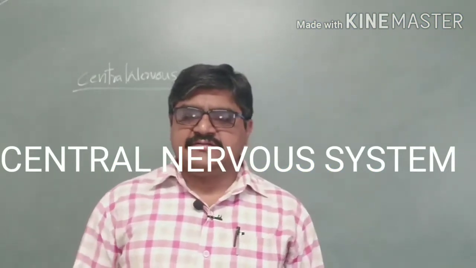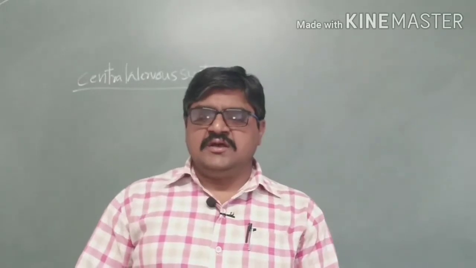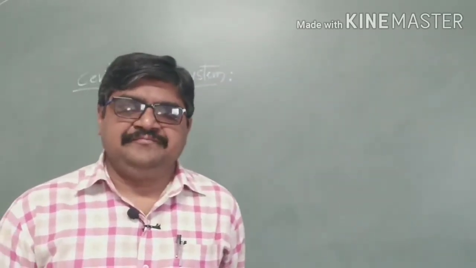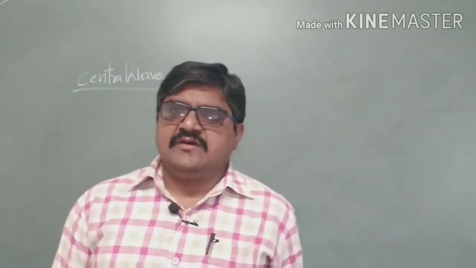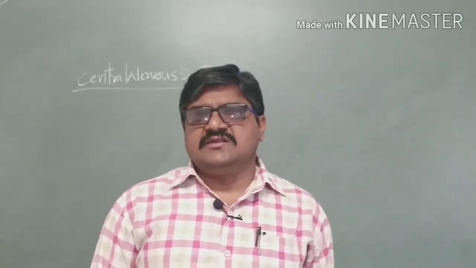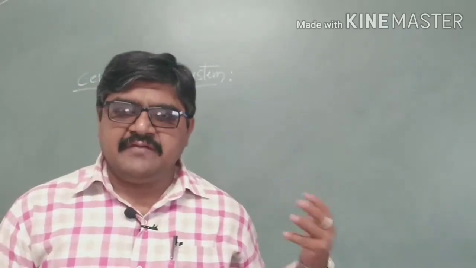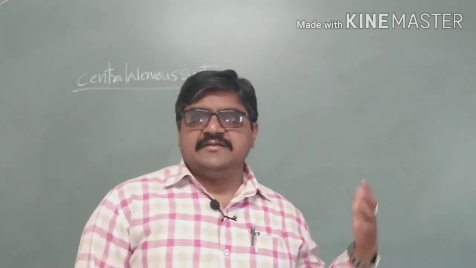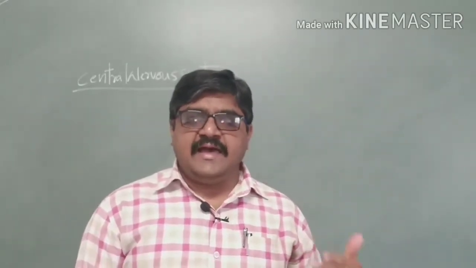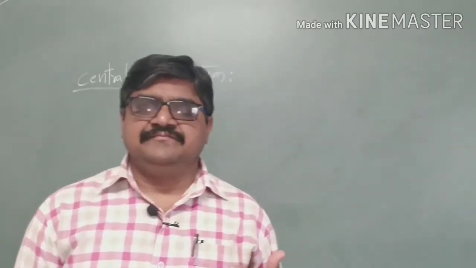Good morning, students. In the last class, we discussed the central nervous system. In the nervous system, the main components are the neurons, the nerves, as well as the nervous organs. I have already given a brief account of the neuron, where neurons are the structural as well as the functional units of the nervous system.